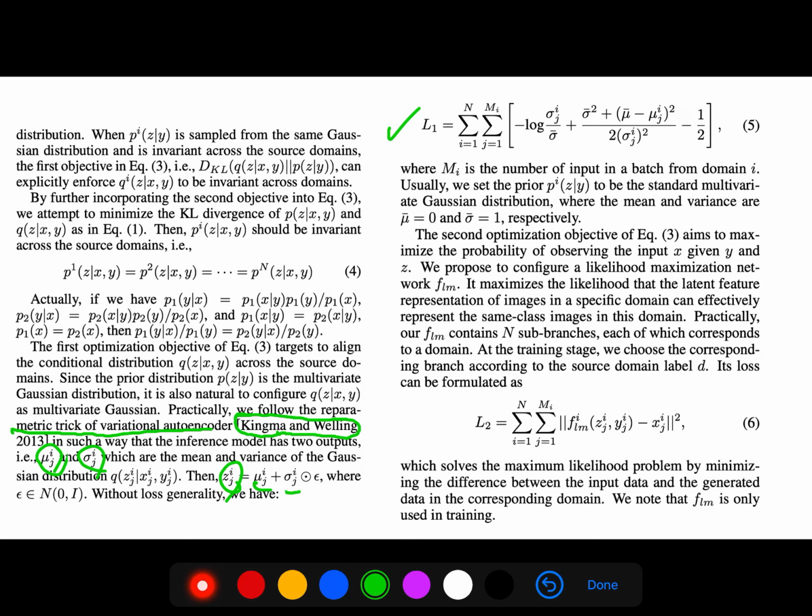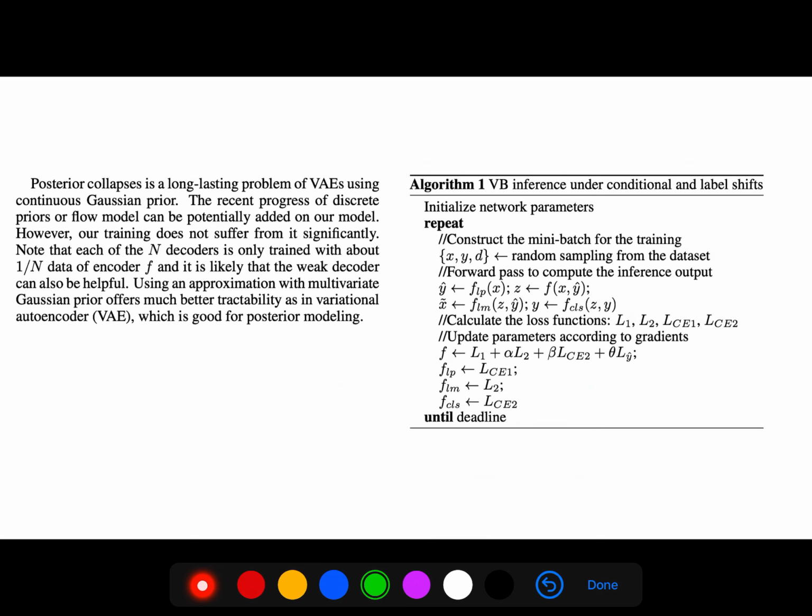Practically, our F contains n sub-branches, each of which corresponds to a domain. So we have n sub-branches, and you see i is passing from 1 to n. So for different branches, for different domains, we should do the same thing. Still the same measure, which solves the maximum likelihood by minimizing the difference between input data and the generated data in the corresponding domain. And this F is only used in training.